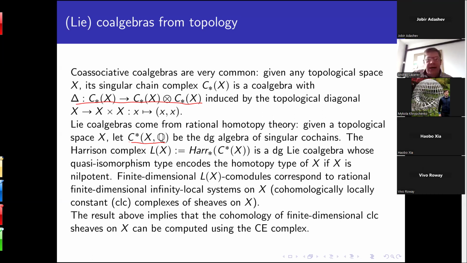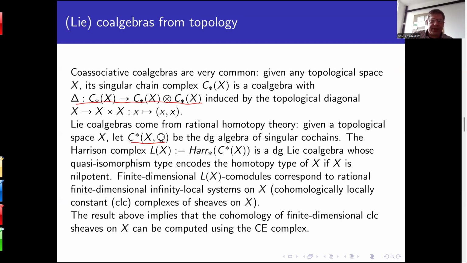Unfortunately, I don't have the time to talk much about Harrison complexes, but it's a certain construction which is a kind of a bar construction of an algebra. And it turns out to be a differential graded Lie coalgebra whose quasi-isomorphism type encodes the homotopy type of X, the rational homotopy type of X, if X is a rational nilpotent topological space.